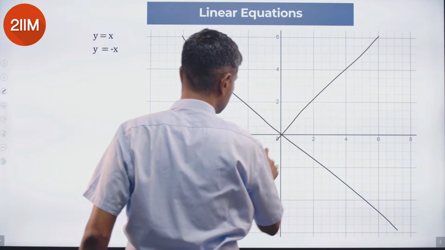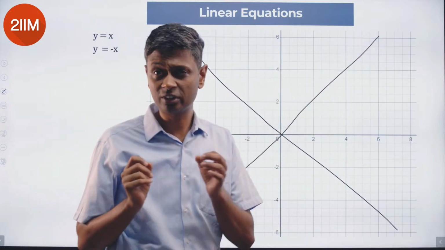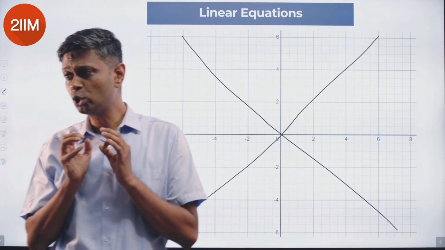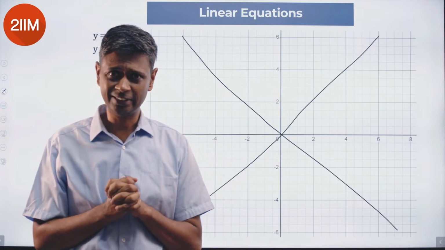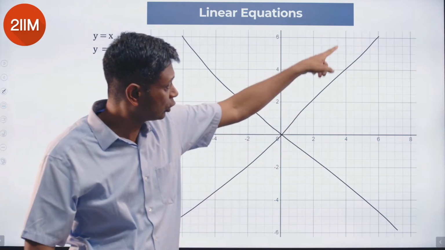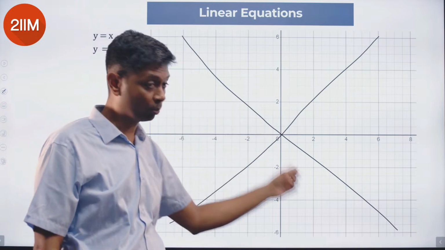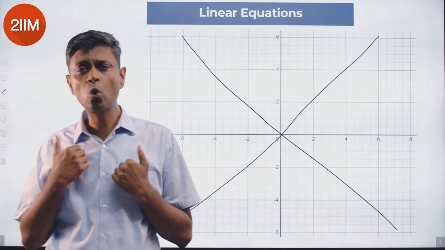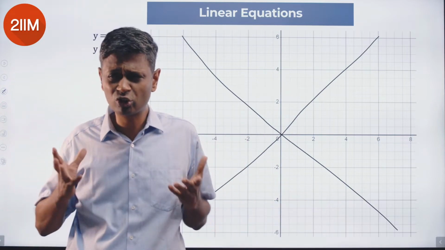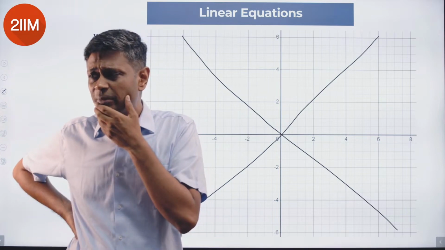This is y equal to x. This is y equal to minus x. It's a beautiful idea. This is a positive sloping line. This is a negative sloping line. Positive sloping line, what do we mean by that? What is the slope exactly? Slope is nothing but rate of change.